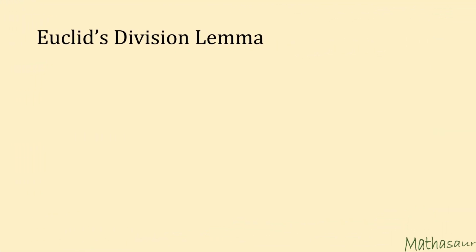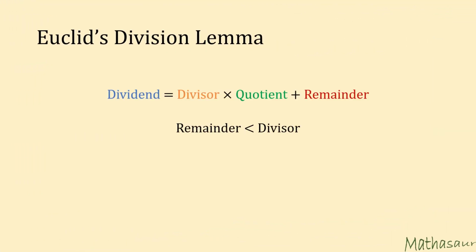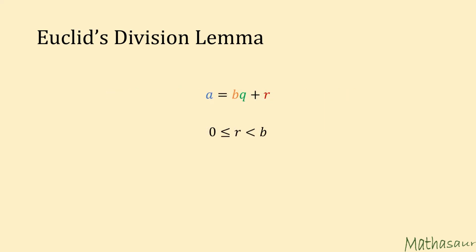Let us look at Euclid's division lemma. Recall that the dividend is equal to divisor times quotient plus remainder. The remainder has to be less than the divisor. Now we could rewrite this as a = bq + r, where r is less than b but greater than or equal to 0. Now this is known as Euclid's division lemma.